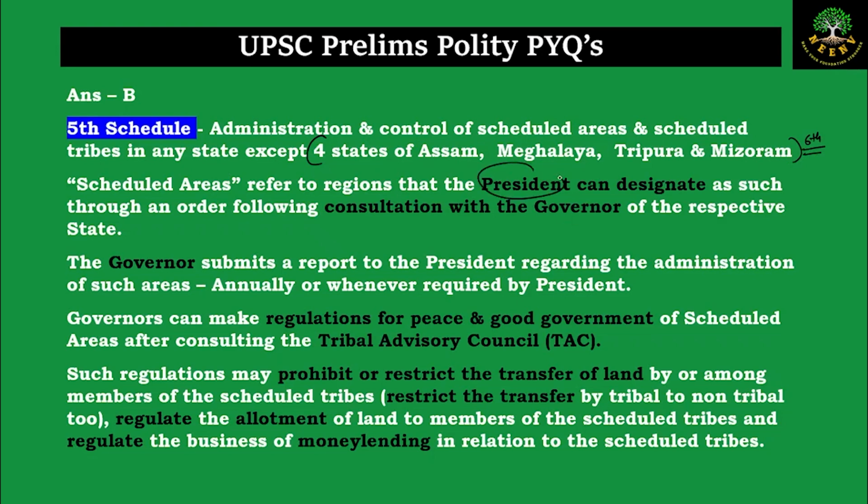It is the president who declares the area as a scheduled area, after consultation with the governor of that particular state. The governor is mandated to submit a report to the president annually on the administration of the scheduled areas, and also whenever the president wants him to submit a report. The governor has power to make regulations for the peace and good governance of those scheduled areas after consulting with the Tribal Advisory Council. The advice tendered by the Tribal Advisory Council is advisory in nature. As the name itself suggests, it is not binding in nature.